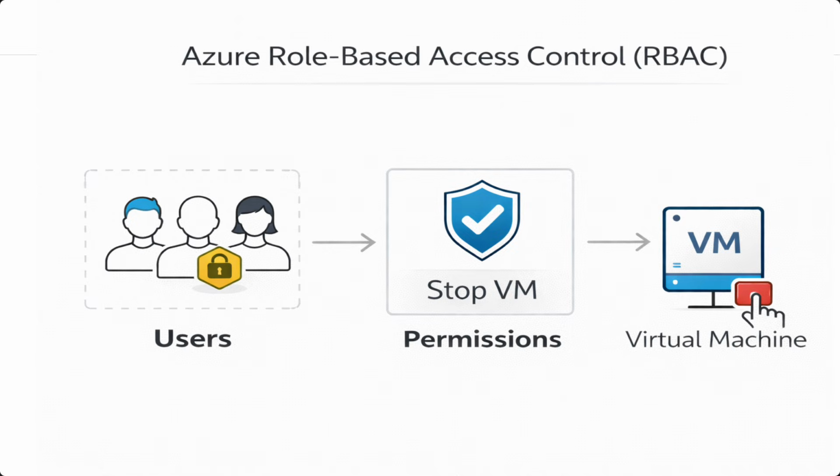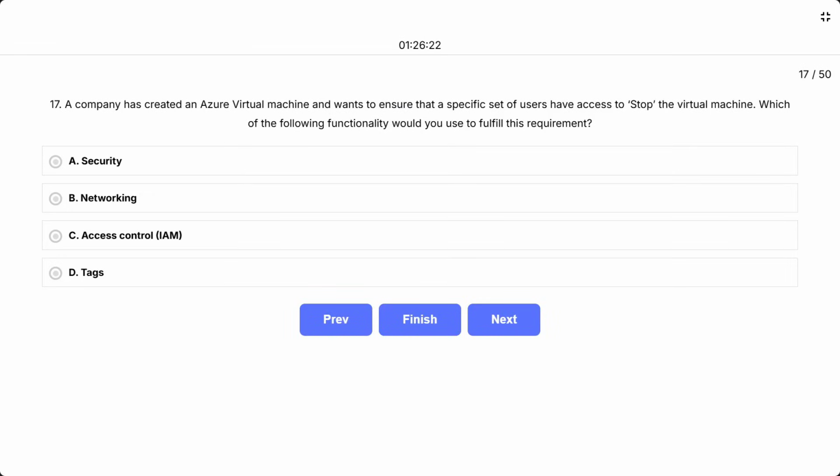This question tests your understanding of Azure Role-Based Access Control, RBAC, and how to grant specific permissions to users for VM operations. The company needs to control who can perform a specific action, stop, on a VM. This requires permission management. The correct answer is C.